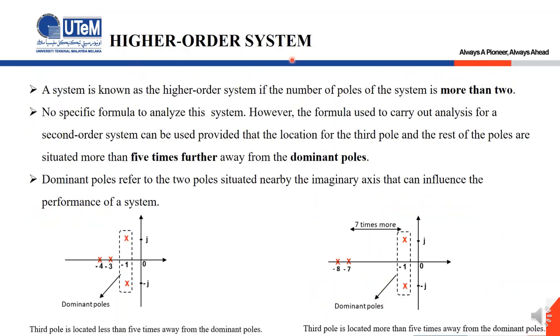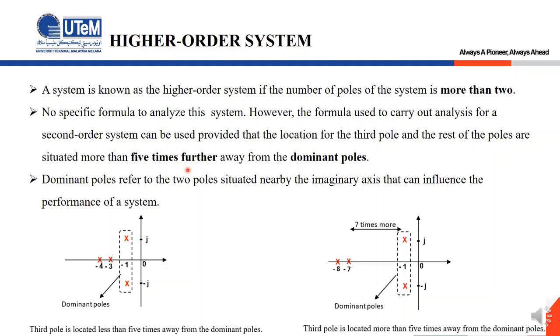Higher order system. A system is known as a higher order system if the number of poles of the system is more than 2. For example, we have 3, 4, 5 poles and so on. So no specific formula can be used to analyze the system. However, the formula used to carry out analysis for a second order system can still be used, provided that the location for the third pole and the rest of the poles are situated more than 5 times further away from the dominant poles. So what are dominant poles?